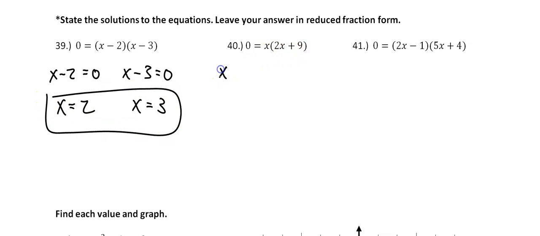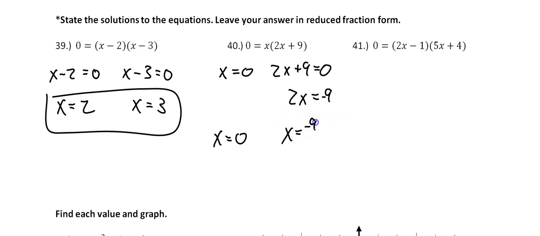This one, same kind of thing. I set each of these equal to 0, so I do x equals 0. And then I do the 2x plus 9 equals 0. And see, this one's already solved, x equals 0. That one's done. This one, I'd have to subtract the 9 from each side. And then I'd have to divide each side by the 2. So I'd get a negative 9 over 2. Again, just leave it as a fraction like that.